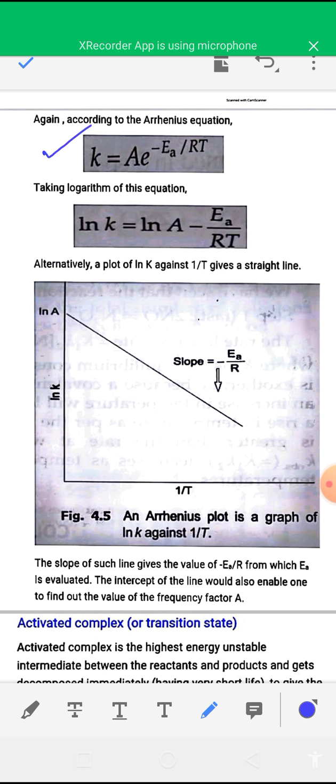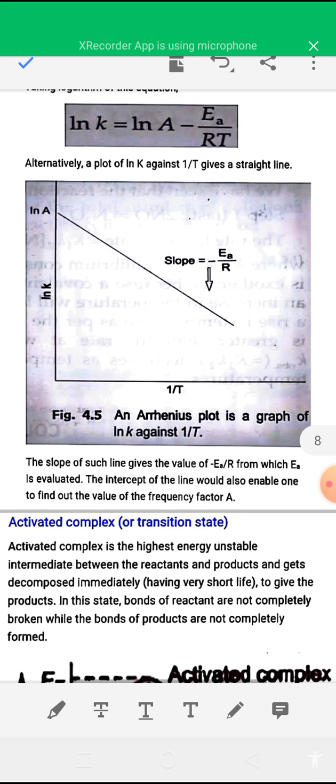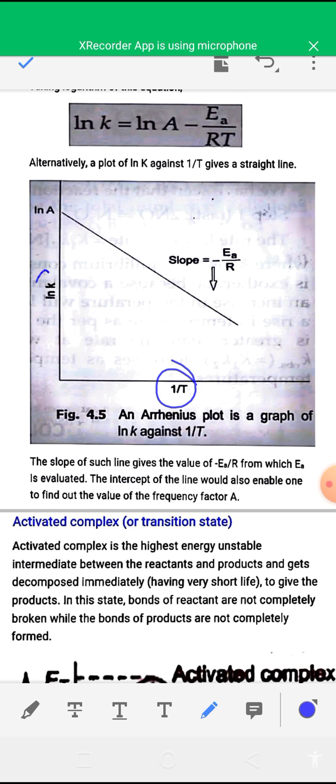This is the Arrhenius equation, and on taking ln on both sides, it becomes ln k = ln A - Ea/RT. Now if you plot a graph between ln k versus 1/T, you will get a straight line with negative slope. This is the ln k versus 1/T graph, a very important graph, where k is the rate constant, and the slope is negative, equal to -Ea/R.